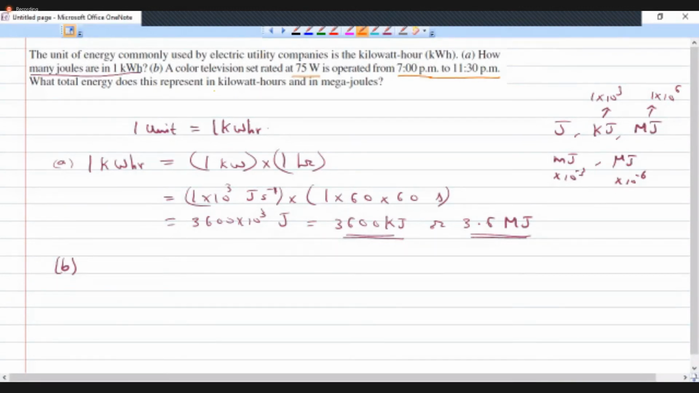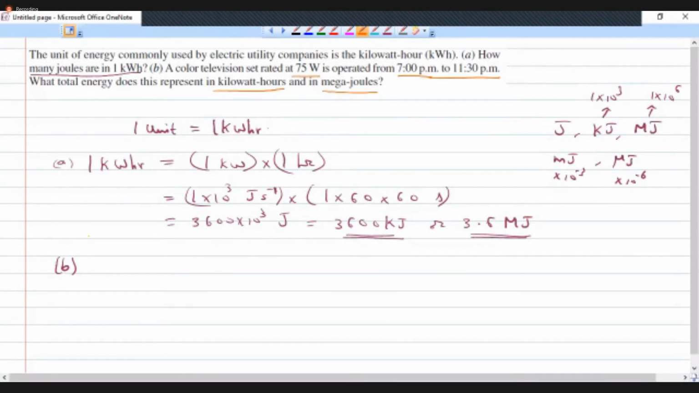So how much energy is consumed by this television when it is operating from 7 p.m. to 11:30 p.m.? Time in hours, 4.5 hours. For 4.5 hours, 75 watts is operating. So how many units are consumed? Kilowatt hour means how many units are consumed by this TV. 75 into 4.5, then it will be 0.3375 kilowatt hours.